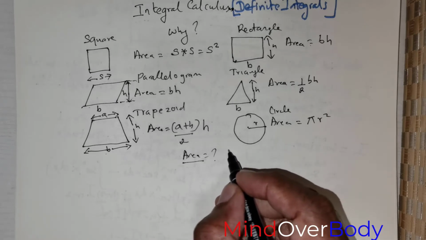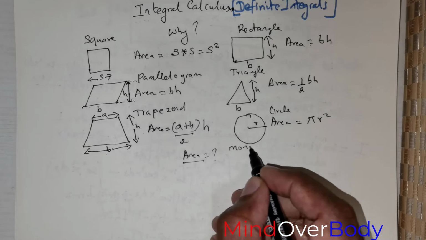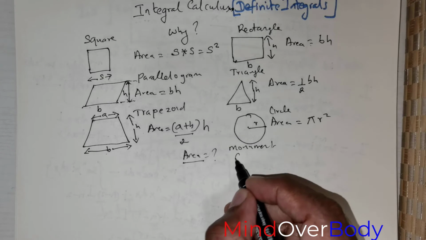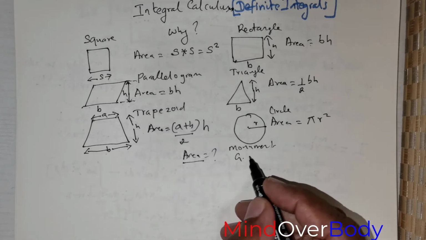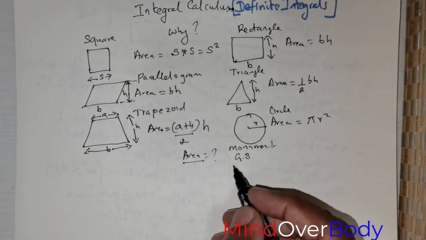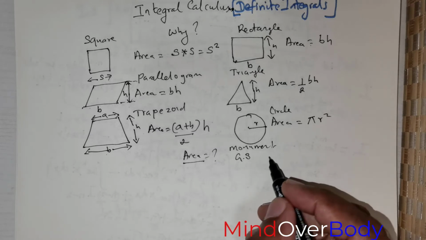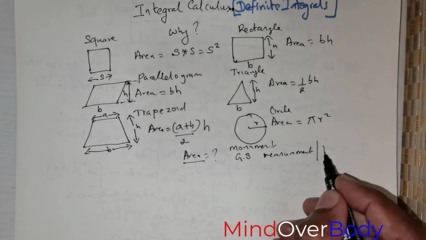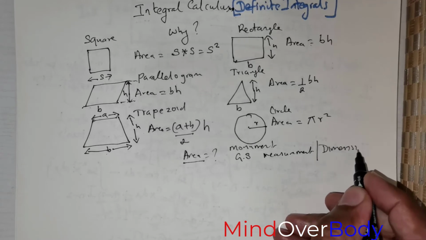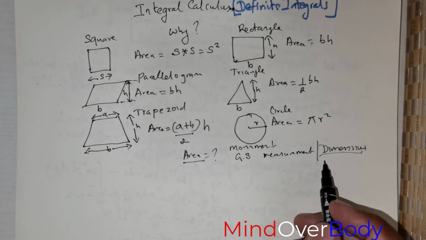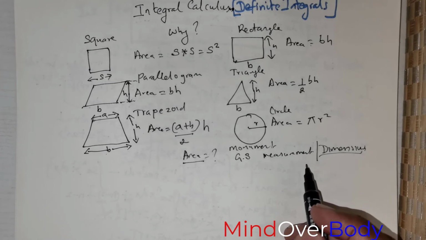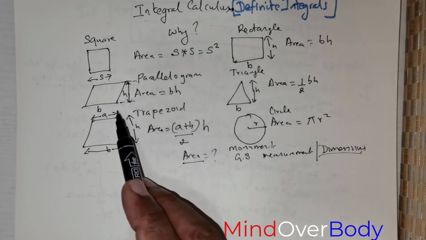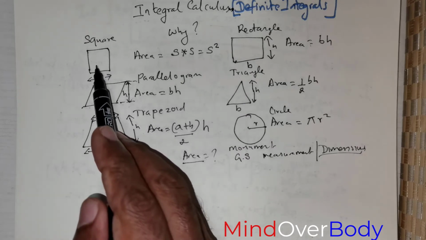you need a monument. A monument in mathematical terms is called a geometrical shape. Now, to construct the geometrical shape, you need measurements. In other words, we call them dimensions. Now, dimensions can only be obtained if the shape you have in mind is a perfect geometrical representation.